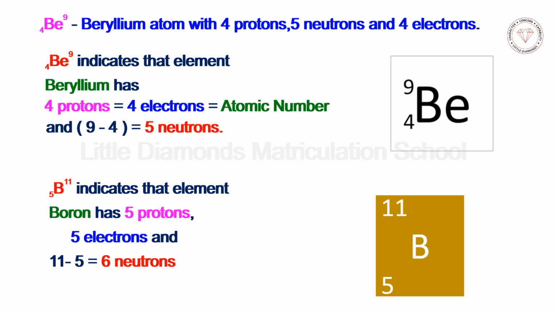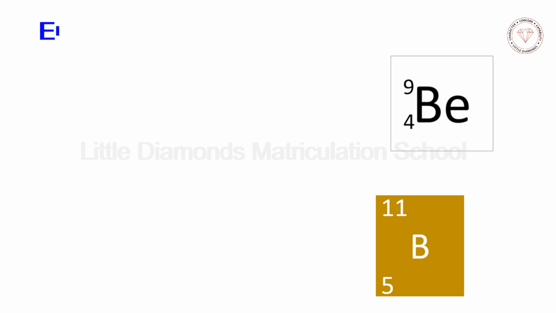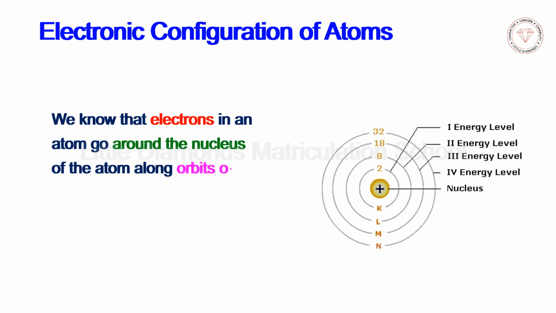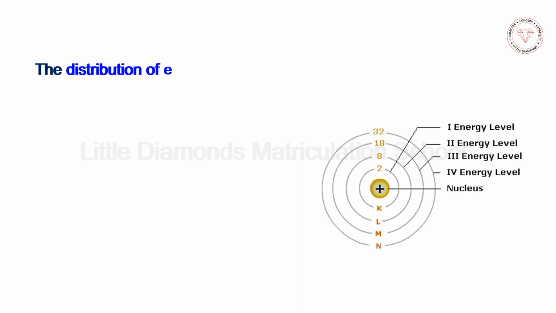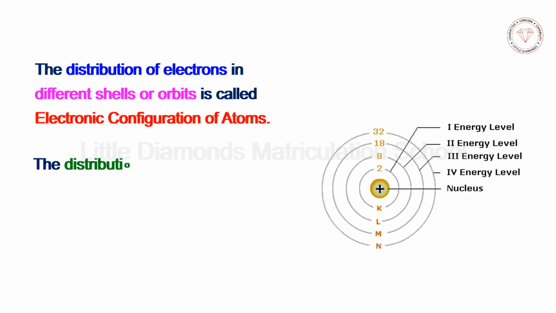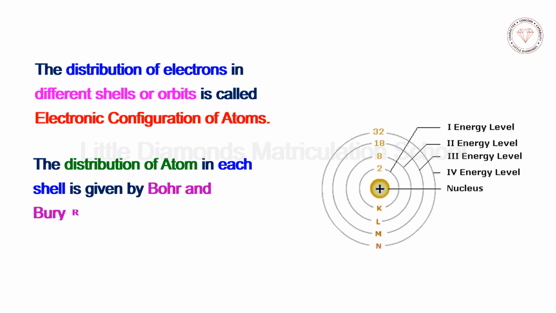Next, let us see how the electrons are arranged around the nucleus of an atom. Electronic configuration of atoms. We know that electrons in an atom go around the nucleus of the atom along orbits or shells with different energy levels. The distribution of electrons in different shells or orbits is called electronic configuration of an atom. The distribution of electrons in each shell is given by the Bohr and Bury rule.